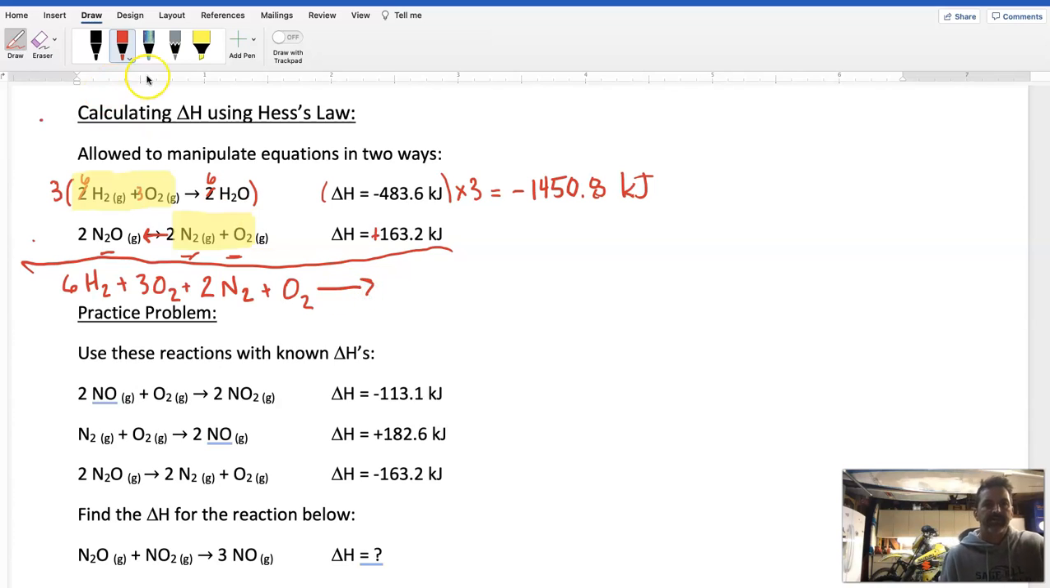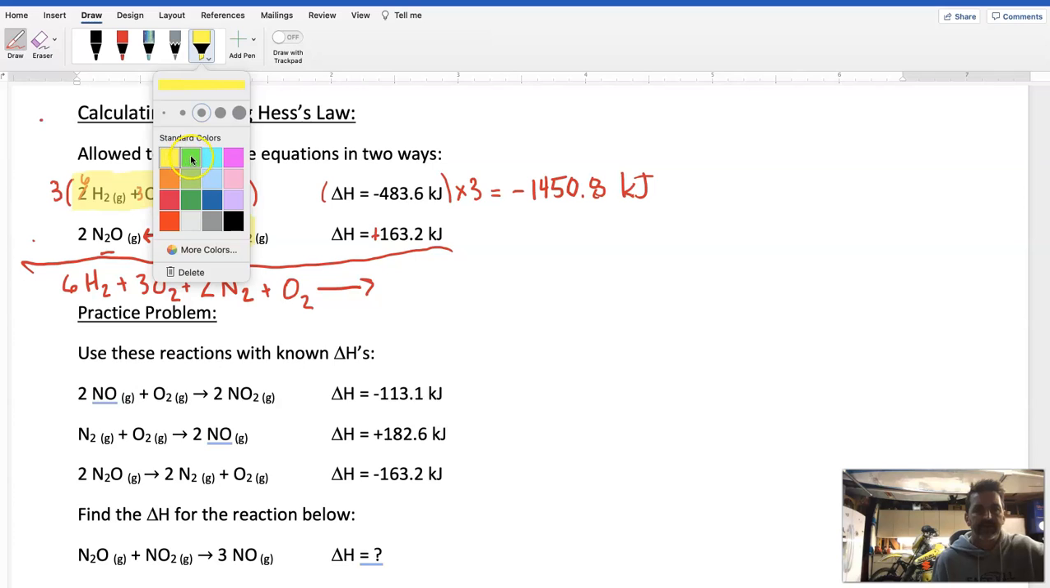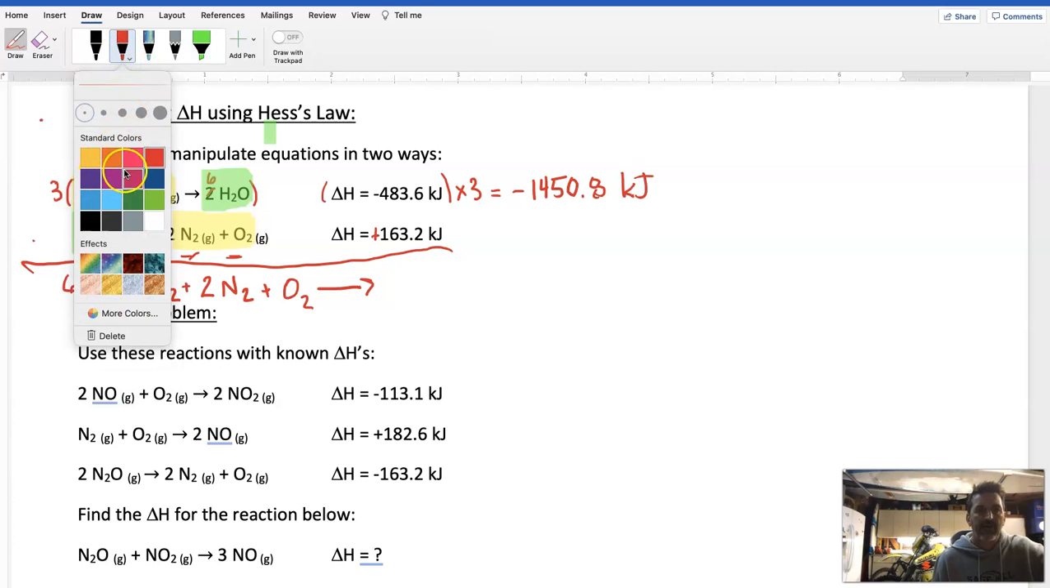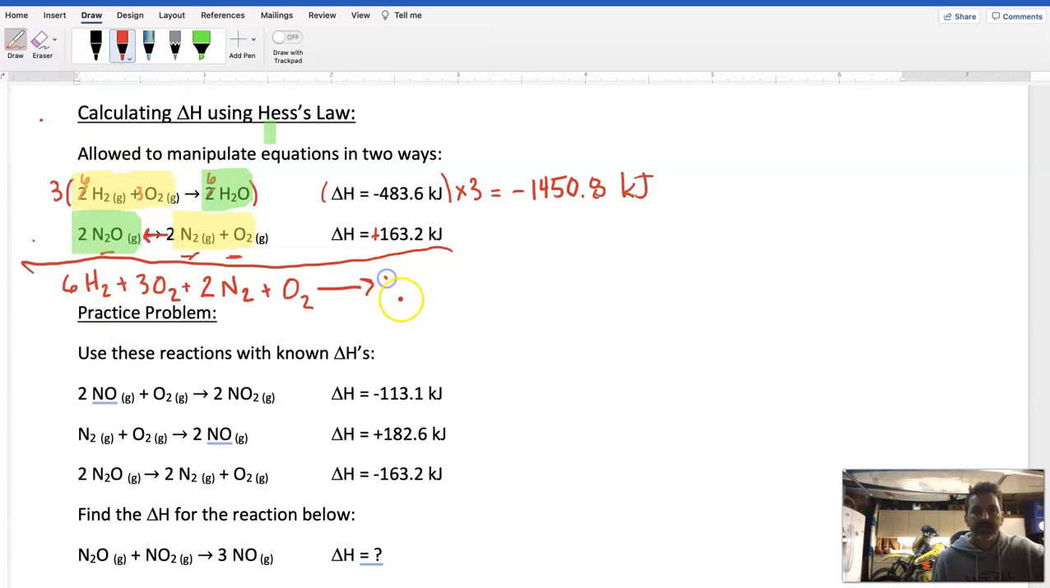Now what I'm going to do is the same thing, only with the products now. Let's just change the color so it looks a little bit easier to see. So now these are the products of the first reaction. This is the product of the second reaction. So I'm going to add those two together now in the product side of the equation.